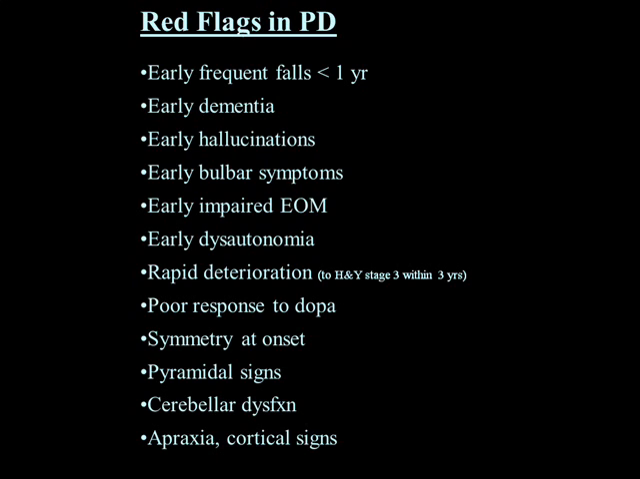If they don't respond to your treatment with levodopa, or it's very symmetrical from onset, and when you examine, you find pyramidal signs or cerebellar signs or apraxia, this tells you that we are dealing with something else.